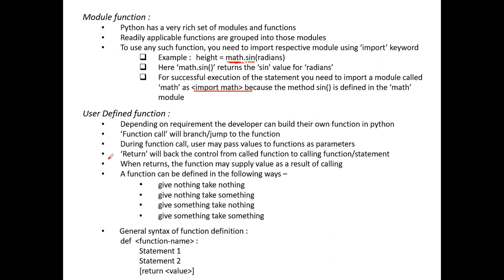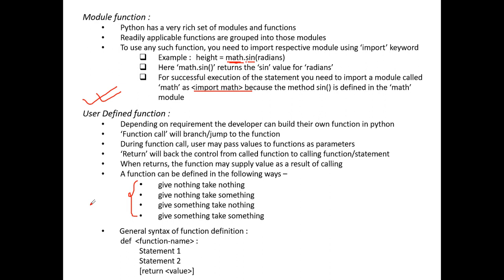We have to use lots of module functions or modules later. Now here comes the most important thing, user defined function. What is the user defined function? The user defines their own functionality for their own specific purpose. These are called user defined functions. A user defined function can be written in these four different types.